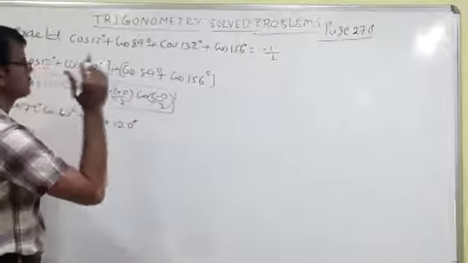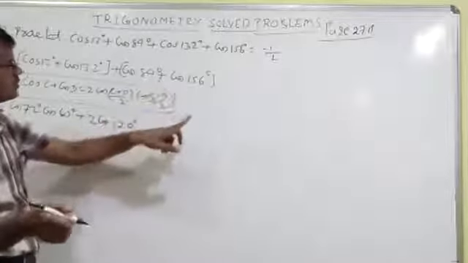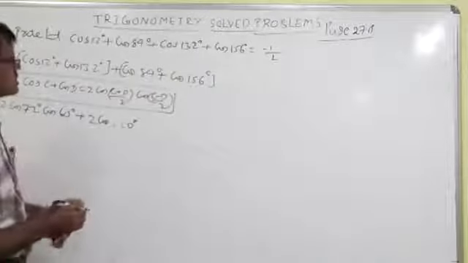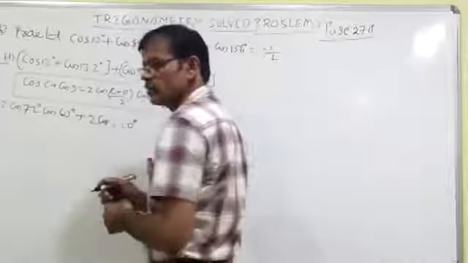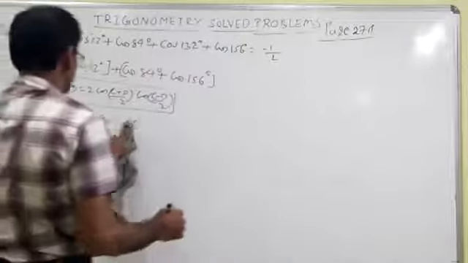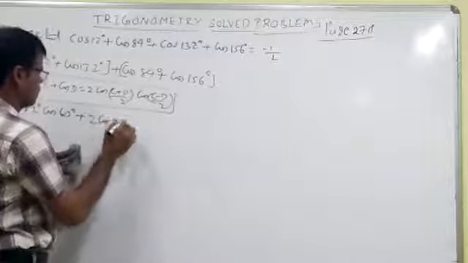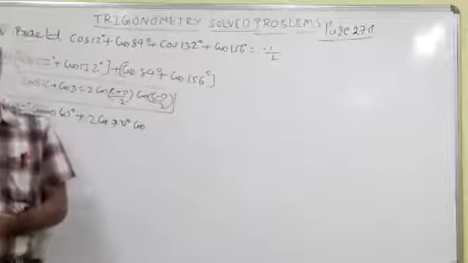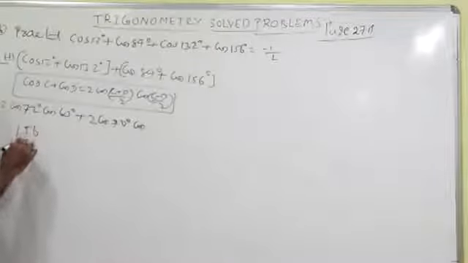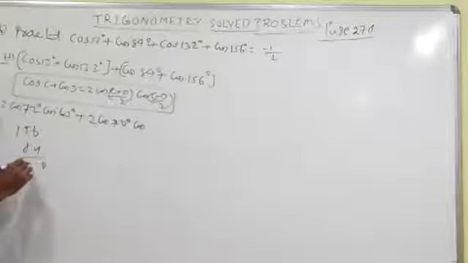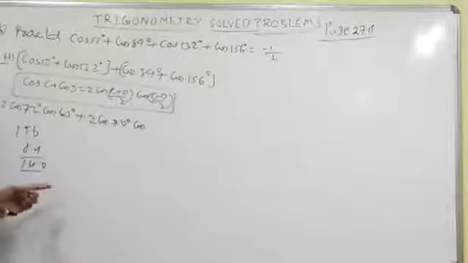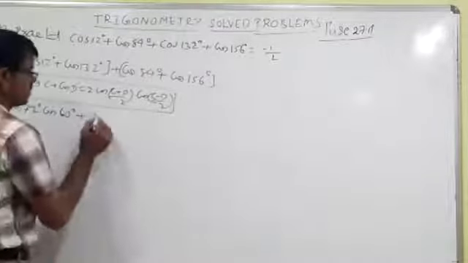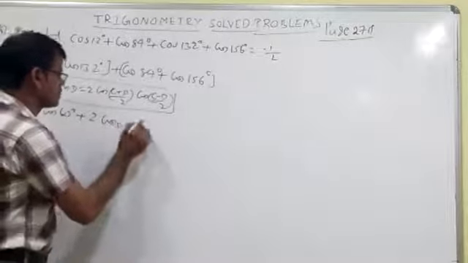84 plus 156 is 240, not 140, students. Once you do 84 plus 156, 240 by 2 is 120. Into cos (84 minus 156)/2.